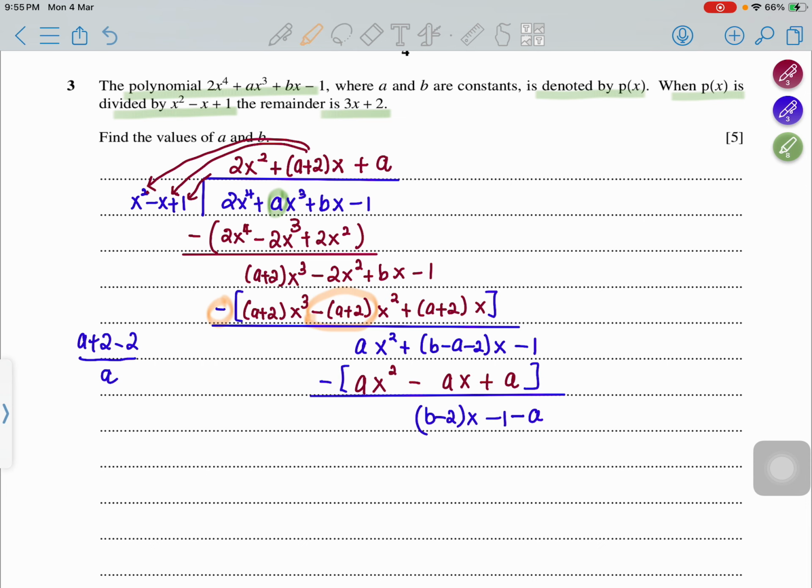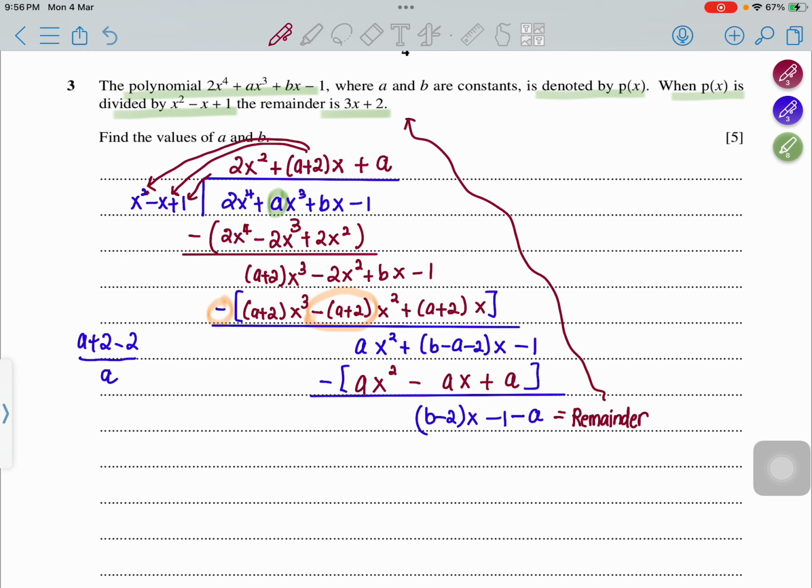Now, will I be doing more? No. Because how do you stop? When do you know you can stop? You look at this power here. The power here is x squared. And you got a power lesser than that. So you can actually stop. You can't continue anymore. Now what do we call this? This is my remainder.